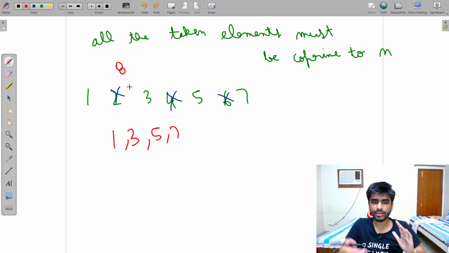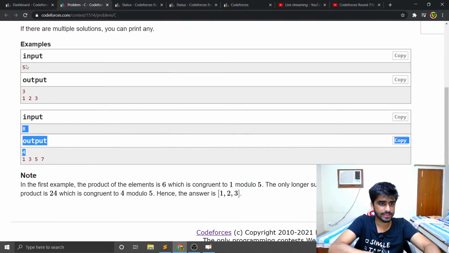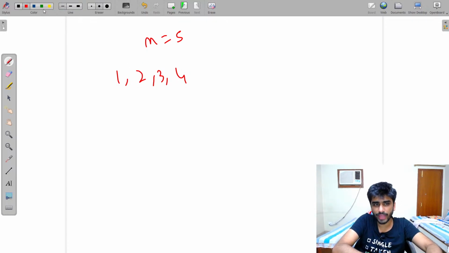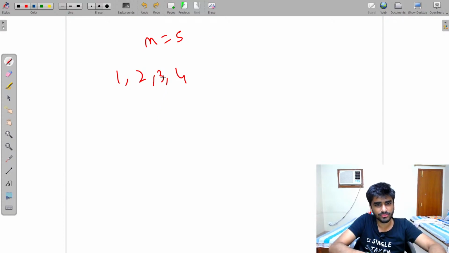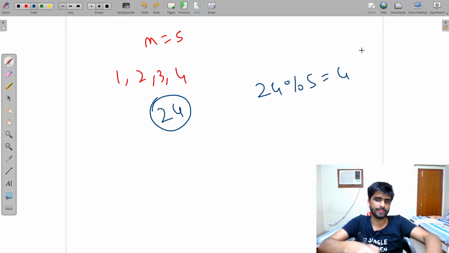But what will we do if the product is not equal to 1, like in this case for n equals 5? For n equals 5, we have the terms 1, 2, 3, 4, right? And none of them are non-co-prime to n. So basically we will just take all of these, and if we multiply all of them, we get 4 times 3 is 12, 12 times 2 is 24, right? So we get 24, and if we take 24 modulo 5, we get 4 instead of 1, right?